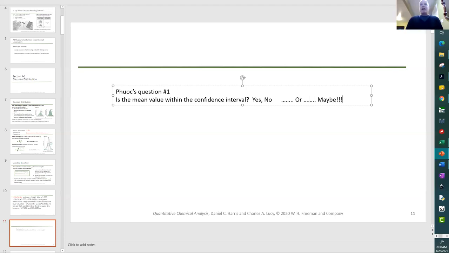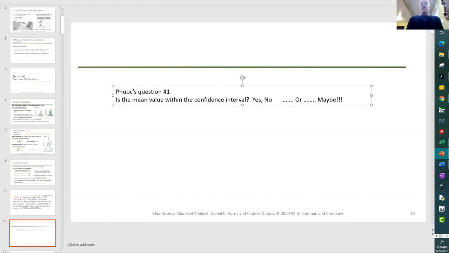Which of these three is correct? Yes, no, or maybe? Which Casey are you asking? The one who's talking to me. I don't know any other Casey. There's another Casey in the class? I know, I've never had that happen either. Wow.